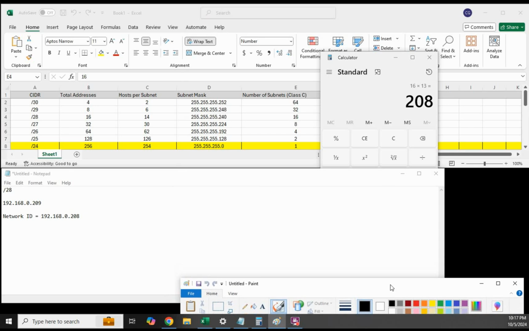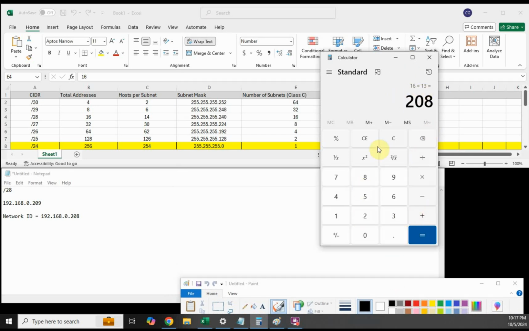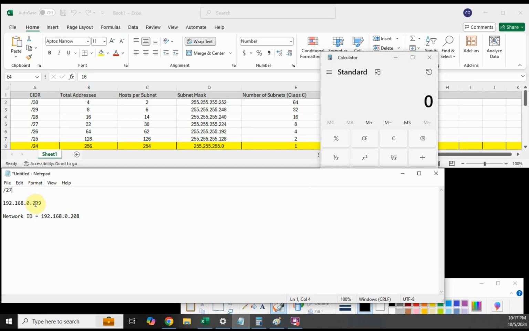All right, let's try a different one. Clear, clear, clear. All right, so let's say we've got a, let's do a /27. Okay, and let's change this to 119. So what's our network ID going to be here? Any guesses? I can tell you what I know. I already know what it is. All right, it's going to be 96. I just do this that often, but let's verify that, okay?